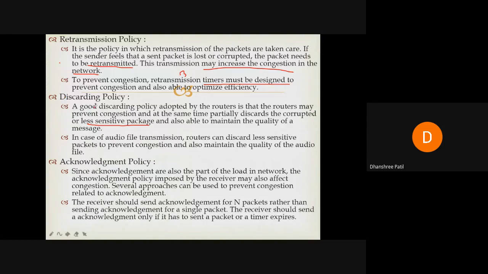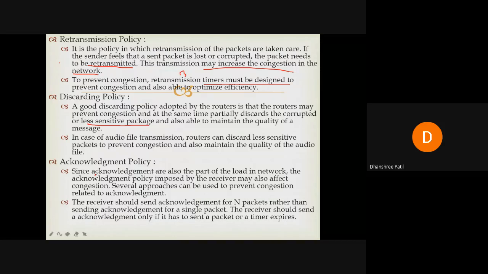So this is called a discarded packet. Those packets which are corrupted or less sensitive are discarded by the routers. So this is called the discarding policy. This way the number of packets can be reduced.